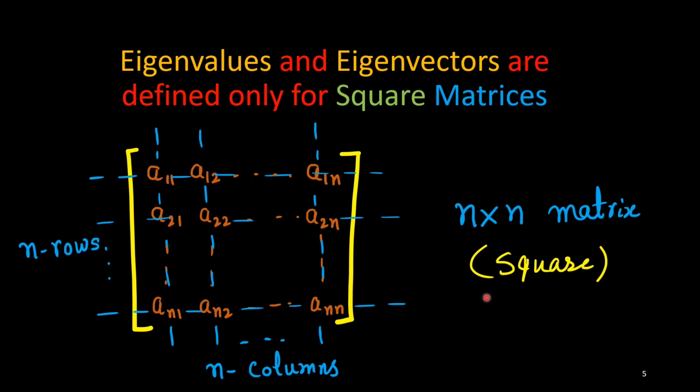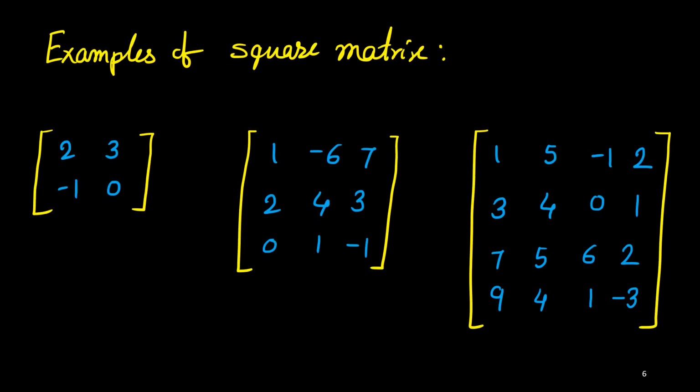It's a square matrix because the number of rows and number of columns are the same. If the number of rows and columns are different, then it is not a square matrix. Okay, so eigenvalues and eigenvectors are valid only for square matrices. I have shown a few examples of square matrices. See, the first one is a 2 cross 2 square matrix, 2 rows, 2 columns. Similarly, this is 3 cross 3, this is 4 cross 4.